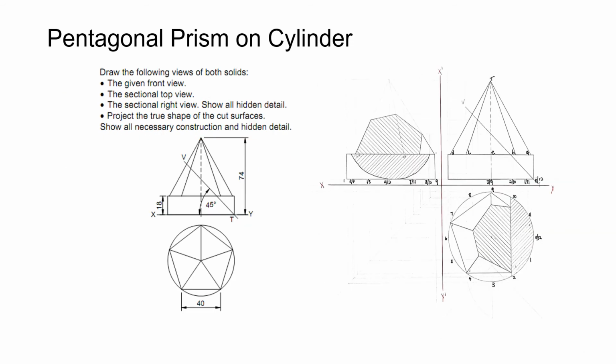Now here we have a pentagonal pyramid, not prism, on top of a cylinder. This looks complicated, but what if I tell you to start by drawing the cylinder in the top view? First thing, you have the radius of the cylinder, you draw the circle, you divide the circumference into 12, you project the equal segments to the front view, then you have your front view cylinder there. And then you also draw the right view cylinder.